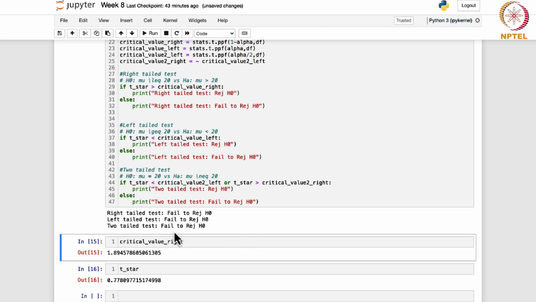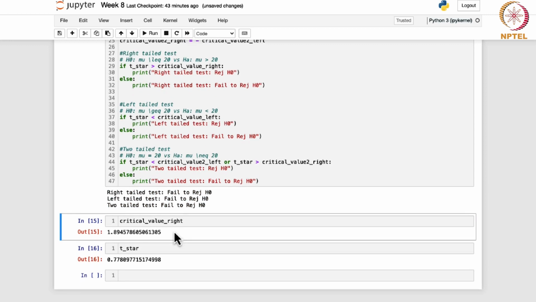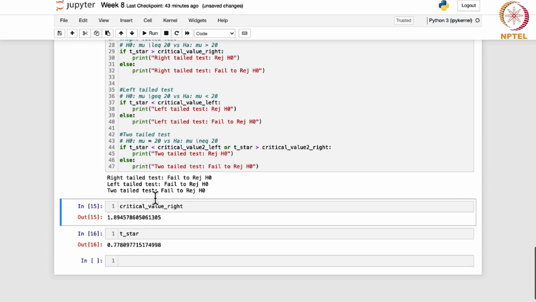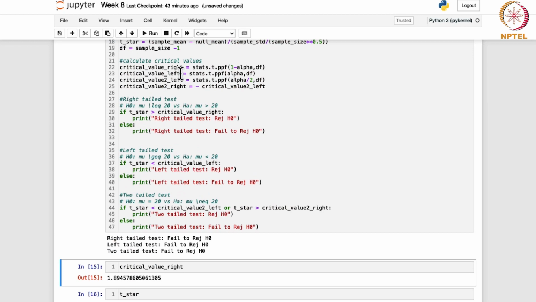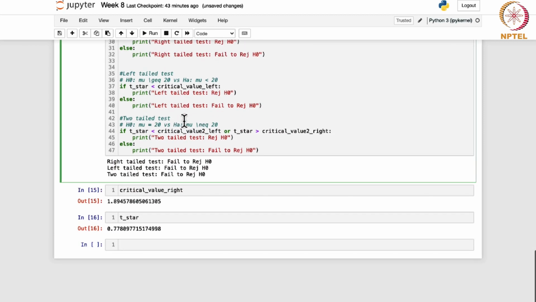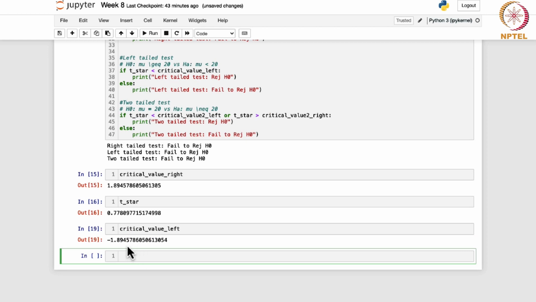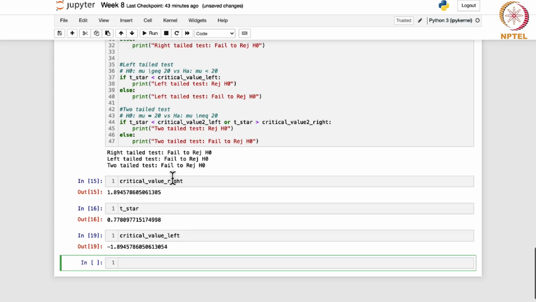So obviously in all the three cases we are getting failing to reject. So let us look at what the values are. The critical value to the right tail we have seen. Let us look at the critical value on the left side. It is minus 1.89, right? So minus 1.89, and you have to compare this with your t star. So t star is 0.77, right? So t star is greater than your left tail critical value, so you fail to reject the null hypothesis in this case.